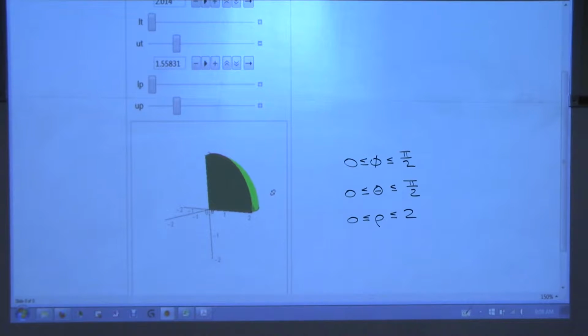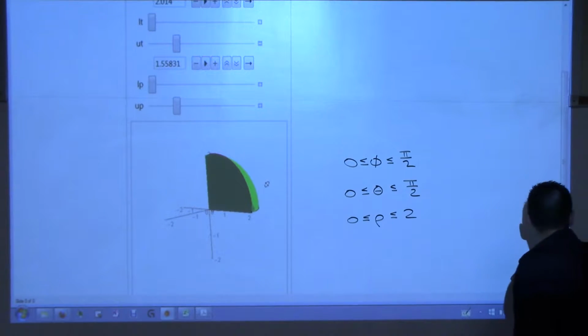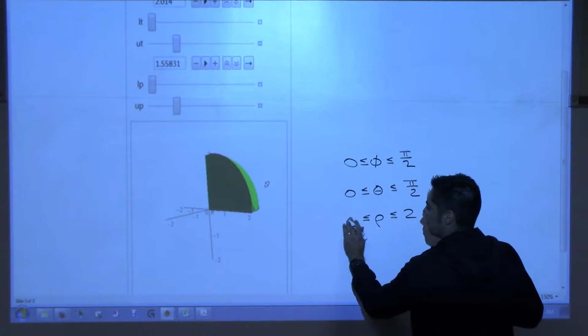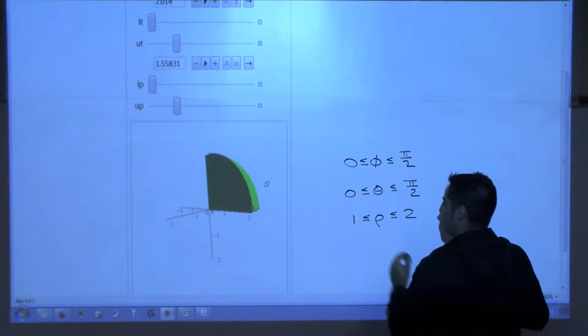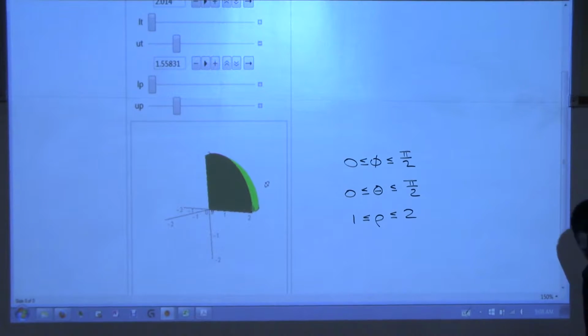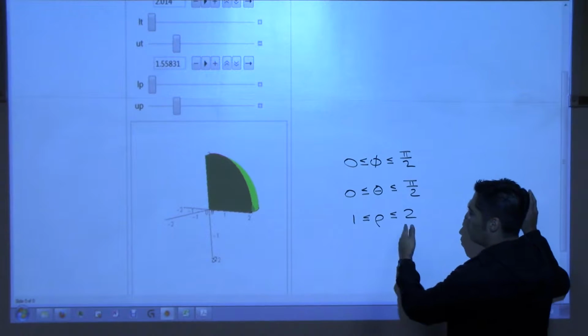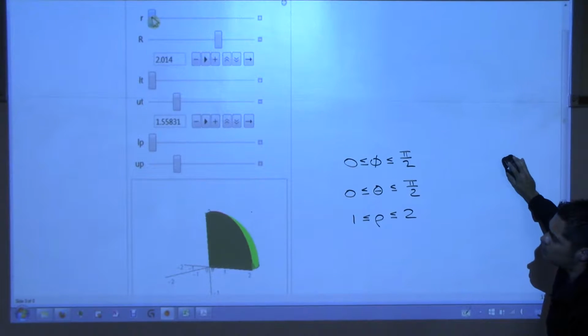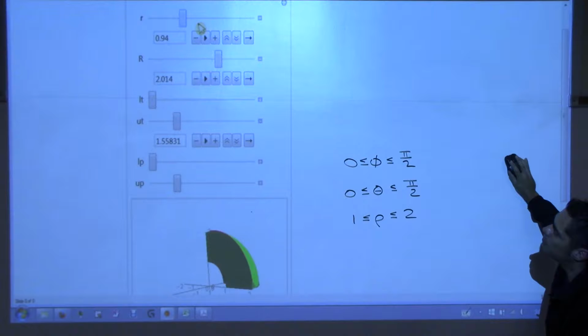Now let's just see what would happen. What if I change it so that my rho actually only goes from, instead of 0 to 2, how about 1 to 2? So I'm only allowed to include points that are a distance of between 1 and 2 from the origin. So let me change this to about 1. See how close I am to 1 here. Pretty close, close enough.